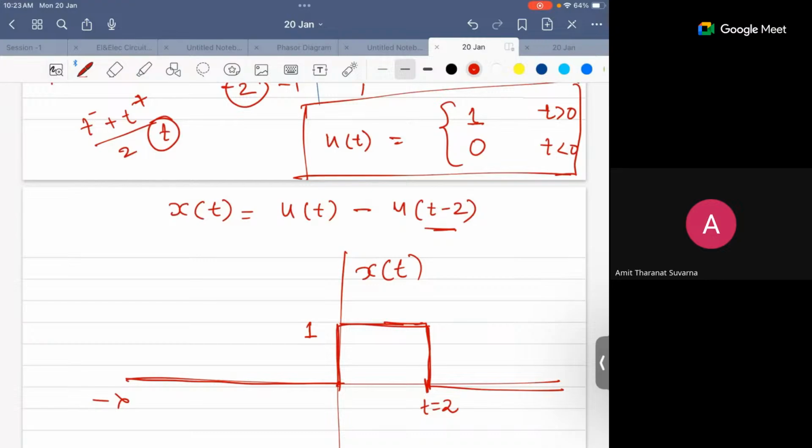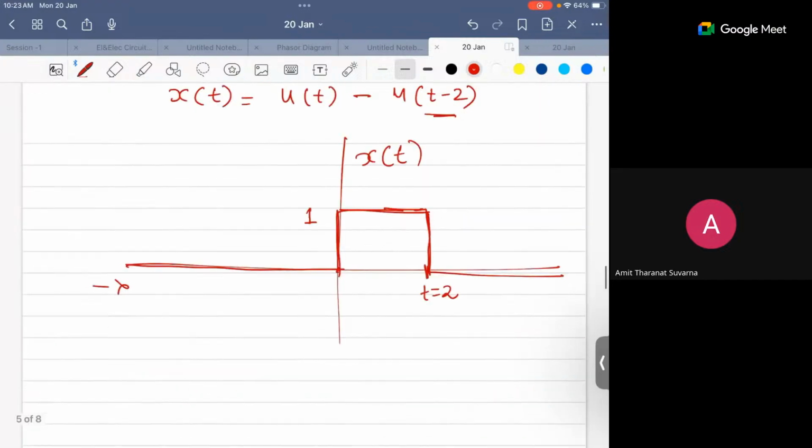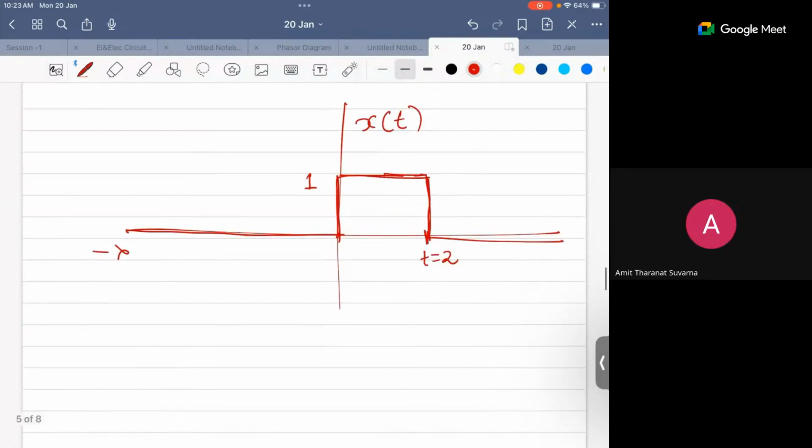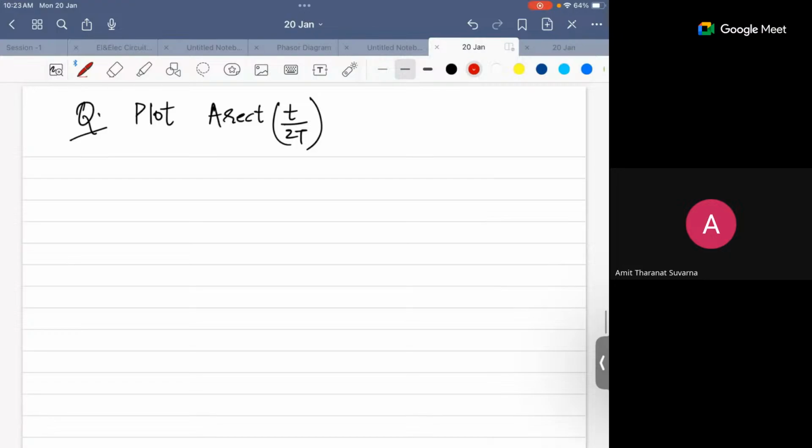Okay, sir. So till now this is clear to everyone. I don't think there is any doubt. Let's come to the rectangular function then. See what happens in a rect function. This is how you represent a rect function. Have you heard of this? This is known as a gate function also.